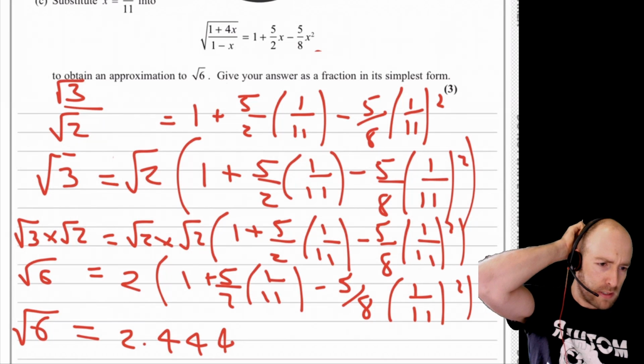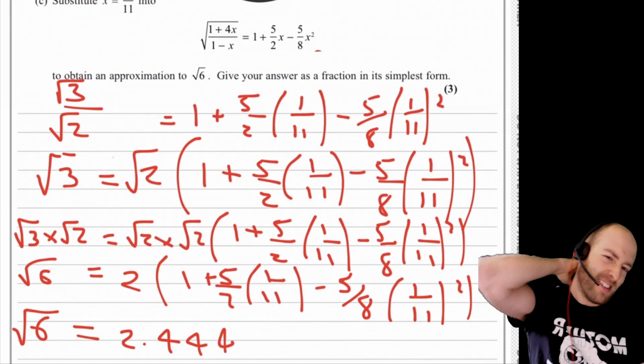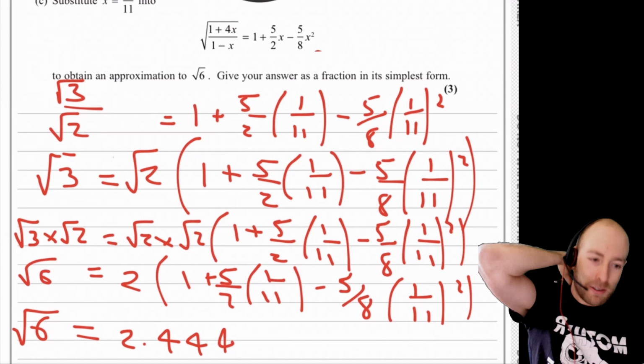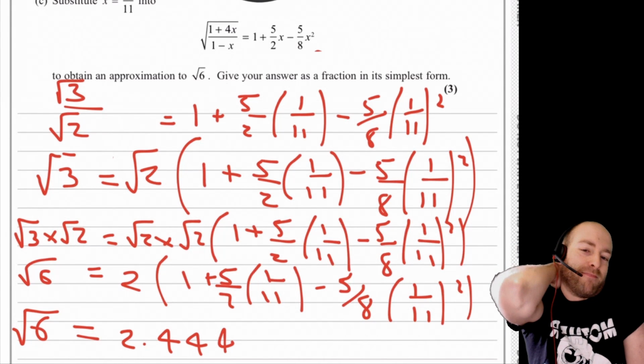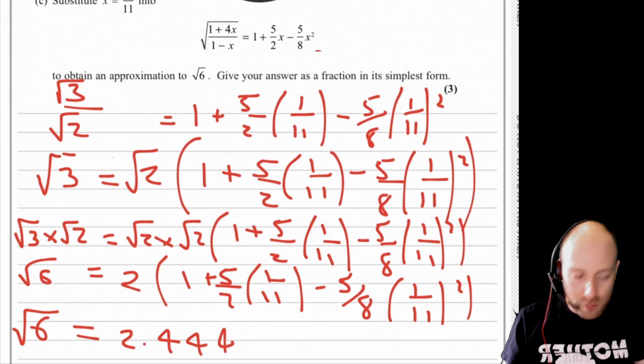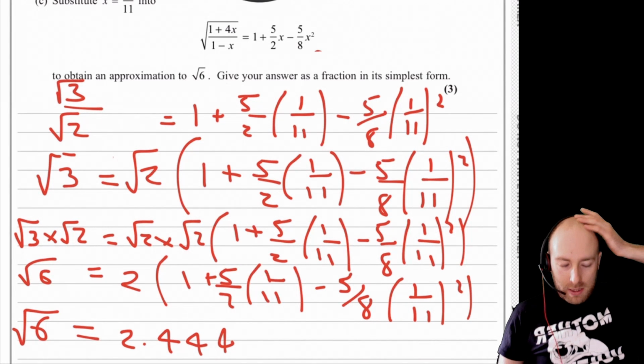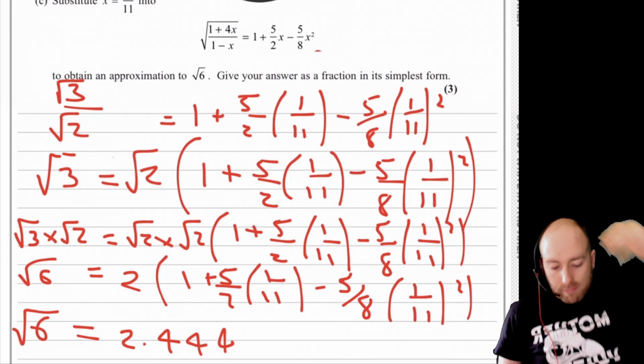If you just put 1 over 11 to the left-hand side calculator. Oh, does it? Oh, I just wasted a load of time. Okay, cool, yeah, you can do that. That's completely fine. Yeah, I just like avoiding the calculator where I possibly can. But yeah, that's absolutely fine, Sam.